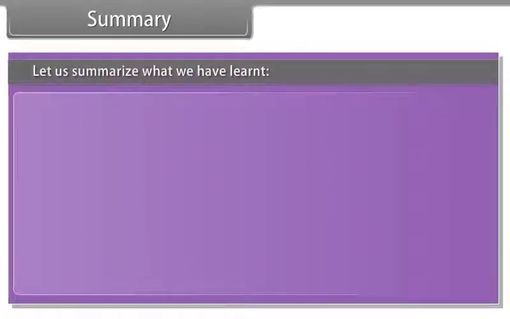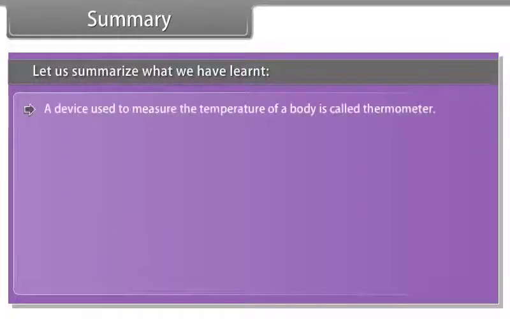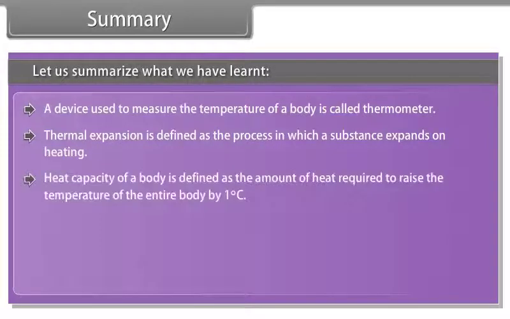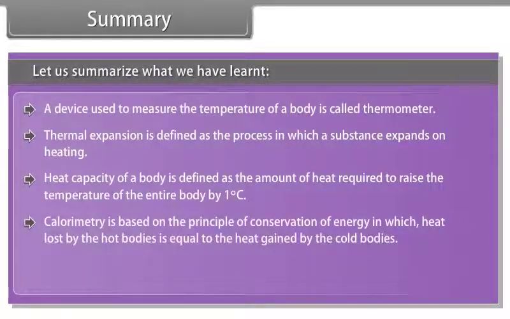Summary. Let us summarize what we have learned. A device used to measure the temperature of a body is called a thermometer. Thermal expansion is defined as the process in which a substance expands on heating. Heat capacity of a body is defined as the amount of heat required to raise the temperature of the entire body by 1 degree Celsius. Calorimetry is based on the principle of conservation of energy, in which heat lost by the hot bodies is equal to the heat gained by the cold bodies.